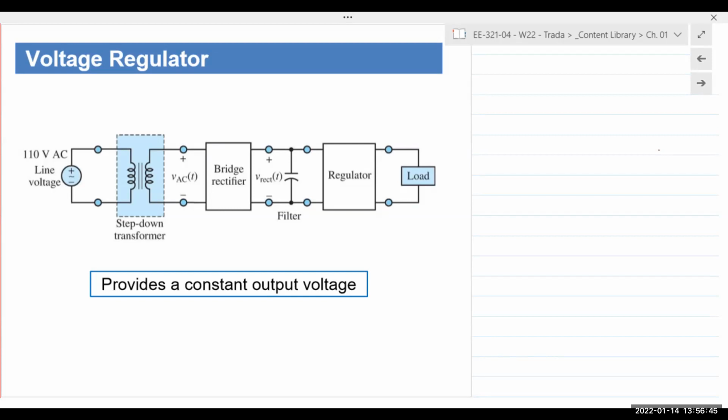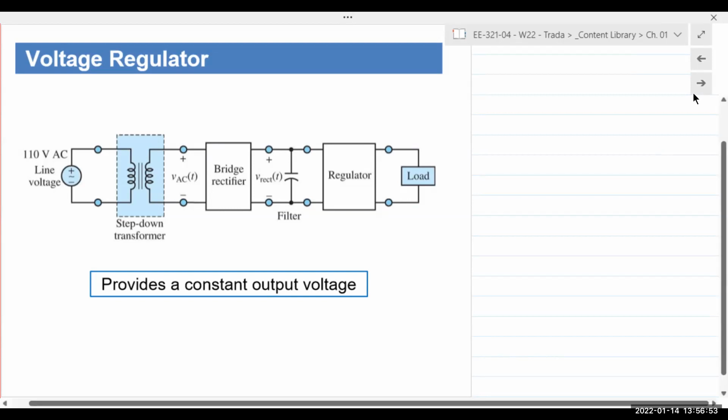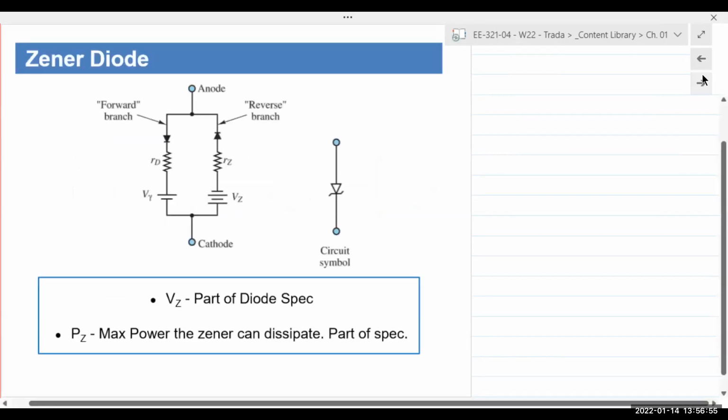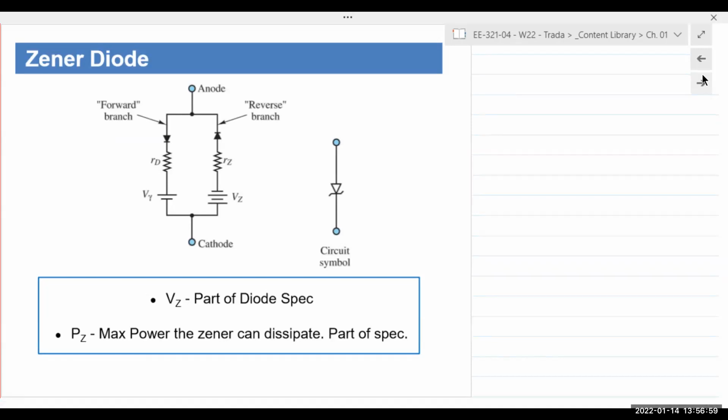Anyway, a regulator is basically, as the name suggests, it regulates the output voltage. Okay, it keeps it at a constant level. And so the topic that we're talking about is basically the Zener diode. A Zener diode is a diode that is specifically configured to operate in the reverse bias region. Okay.